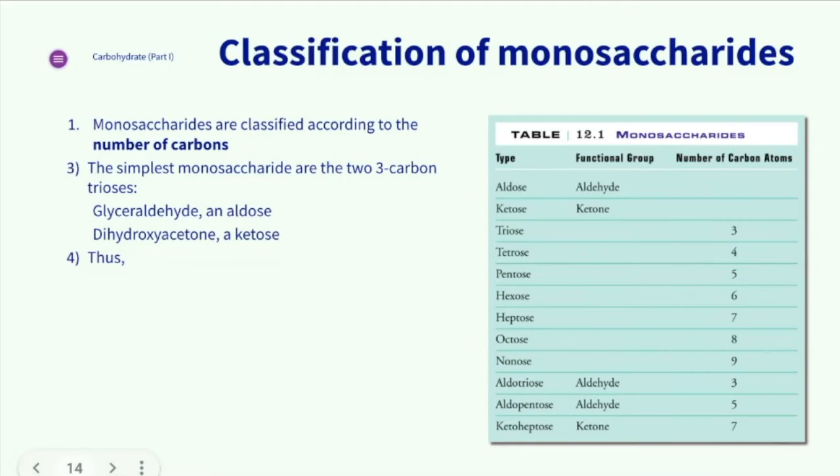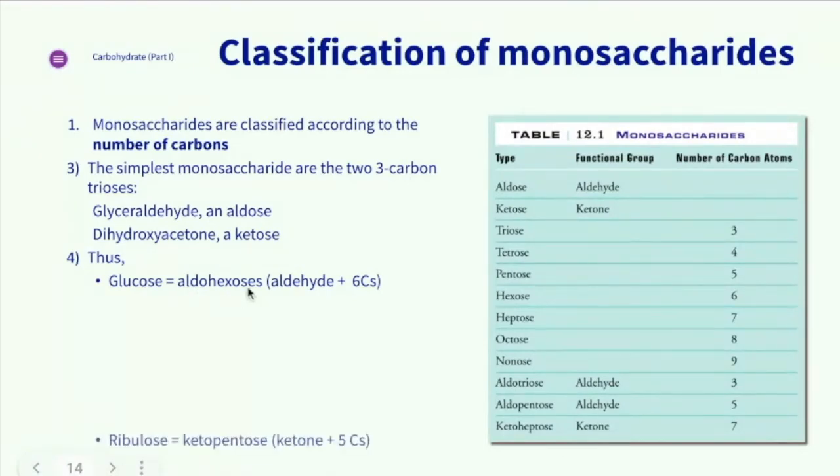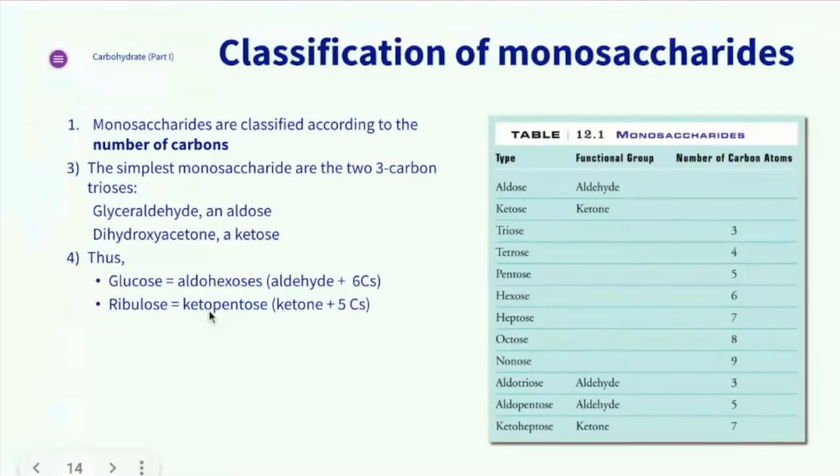Okay, another example is glucose. So glucose has the aldehyde functional group, C double bonded to R and also the hydrogen, and it has 6 carbons in the backbone. So it is known as an aldohexose sugar. Okay, and ribulose is a ketopentose sugar because it has the ketone functional group and also 5 carbons in the backbone.